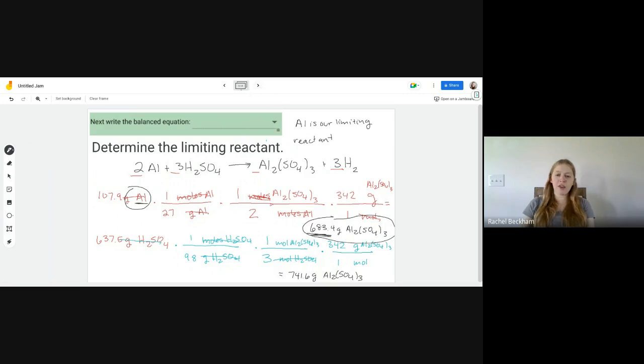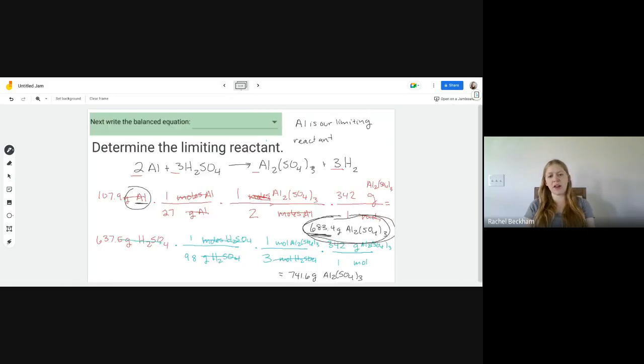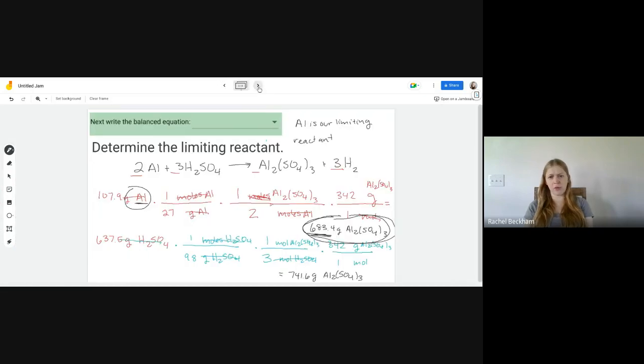To find the theoretical yield, it is whatever the yield is from your limiting reactant. So what I'm circling here is our theoretical yield. I'll write it down over here. Theoretical yield is just whatever the yield was that we just calculated: 683.4. That's theoretically how much aluminum sulfate we should get. Al2SO43, yep.